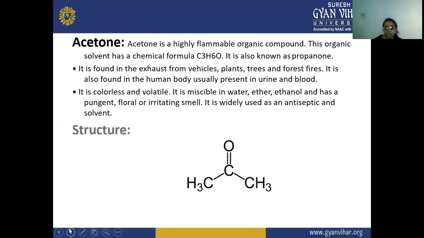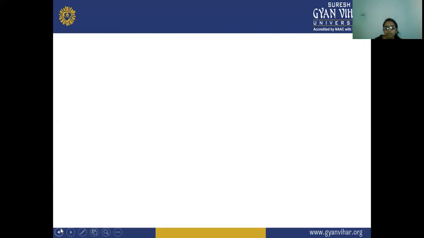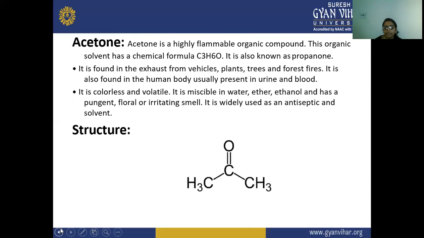This is the structure of acetone. Acetone is a highly flammable organic compound. This organic solvent has the molecular formula C3H6O, and it is also known as propanone. It is found in the exhaust from vehicles, plants, trees, and forest fires.